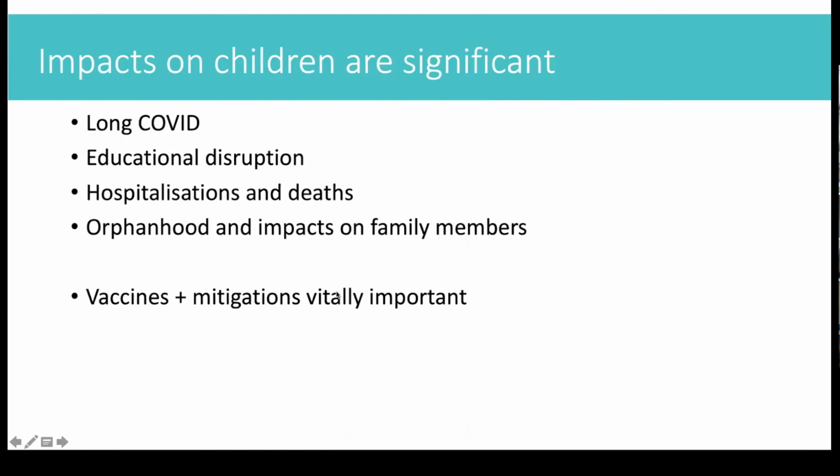So the impacts on children of COVID are significant, and one might argue they're even greater than many other infectious diseases. There's long COVID, which I've talked about. Educational disruption is a huge issue. I mean, we had 400,000 children in the UK off with COVID towards the end of January. Things like vaccines and mitigations could hugely reduce that. Hospitalization and deaths are significant and actually higher than other infectious diseases that we vaccinate for, and the impacts on family members, orphanhood, as well as long COVID in the family. So for all these reasons, vaccines and mitigations are vitally important.